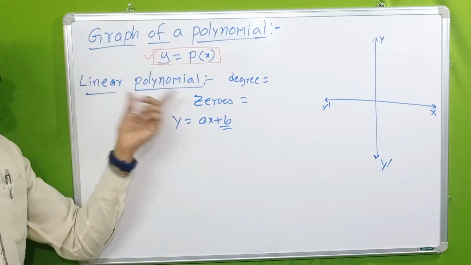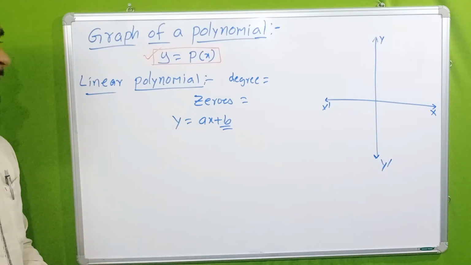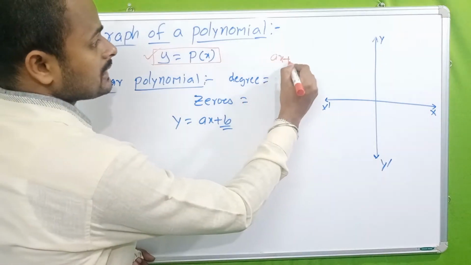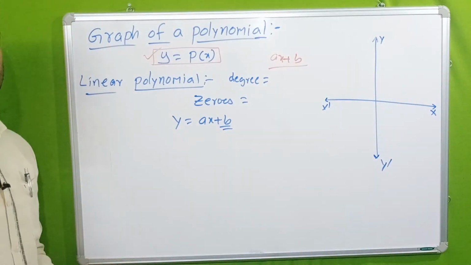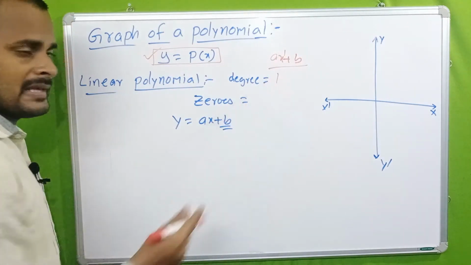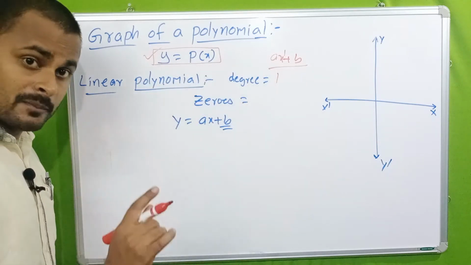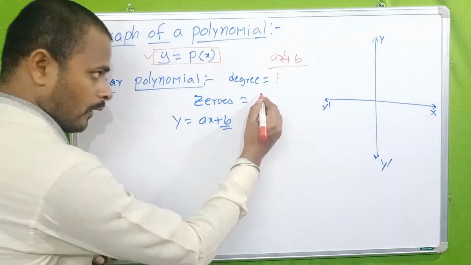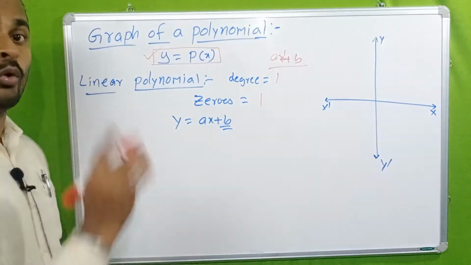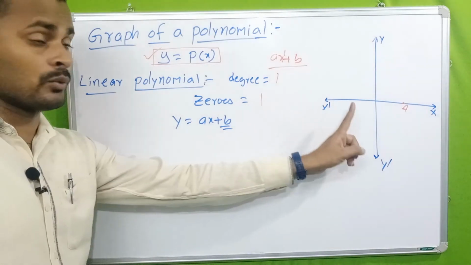What is the graph nature of a linear polynomial? What is the general form of a linear polynomial? Ax plus b is the general form of a linear polynomial. Its degree is 1, since x is to the power 1. That means the maximum number of zeros a linear polynomial has is only 1, so it intersects the x-axis at only one point.